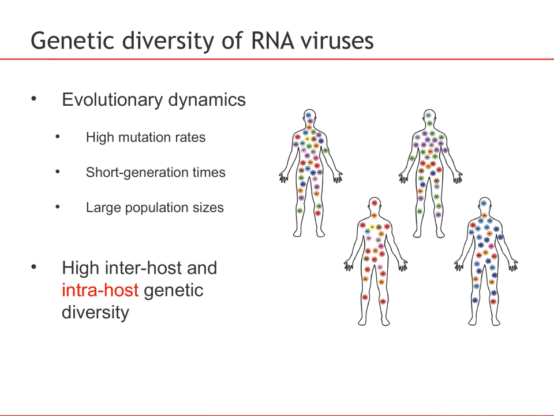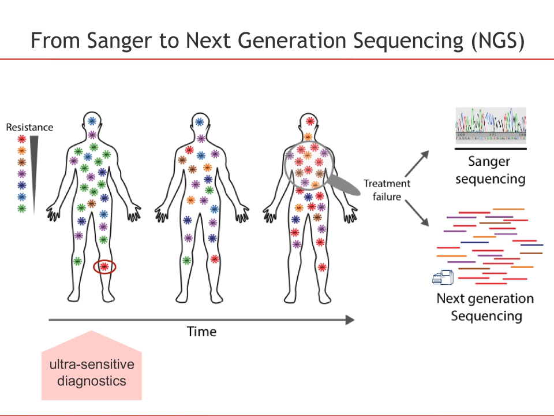RNA viruses have characteristics which have impact on the dynamics of their evolution. They have high mutation rates, they have short generation times, and exist in large population sizes. This gives rise to both inter-host and intra-host genetic diversity. Such viruses can exist as a mixture inside a host. Over time, new variants might arise which can carry characteristics which are impacting on the treatment of the patient.